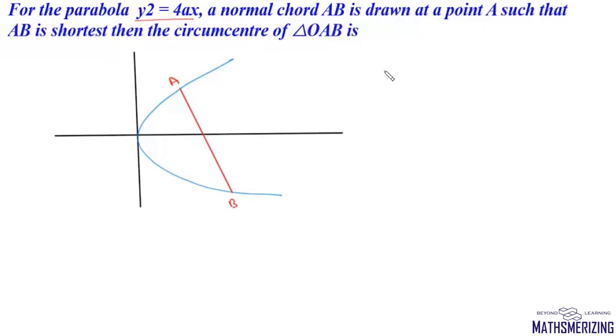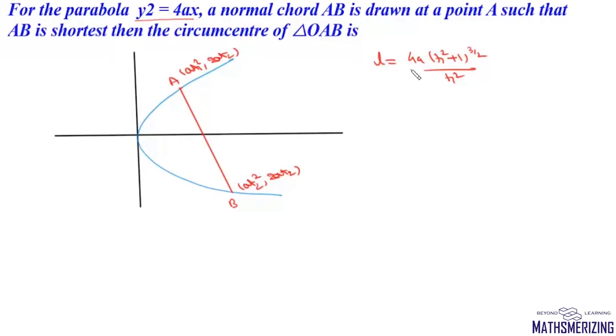Now we want this normal chord to be of shortest length. In one of the previous videos, we have already discussed that the length of a normal chord is given by 4a(t1² + 1)^(3/2)/t1², if it is drawn at this point, which is (at1², 2at1). And suppose this other end is (at2², 2at2). Now we need to minimize it.